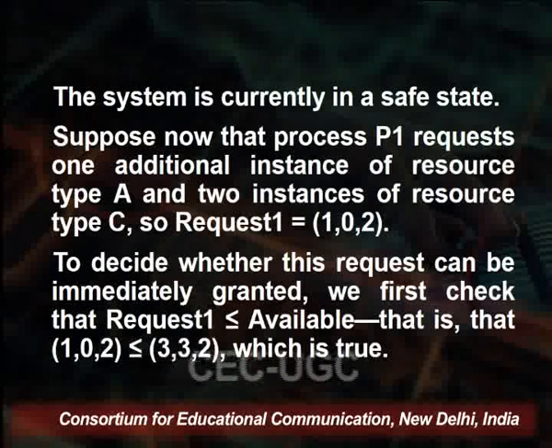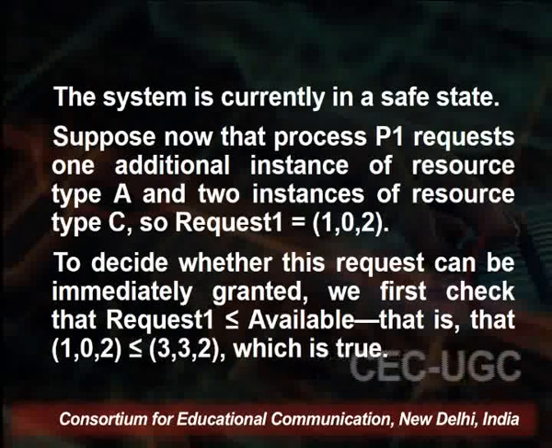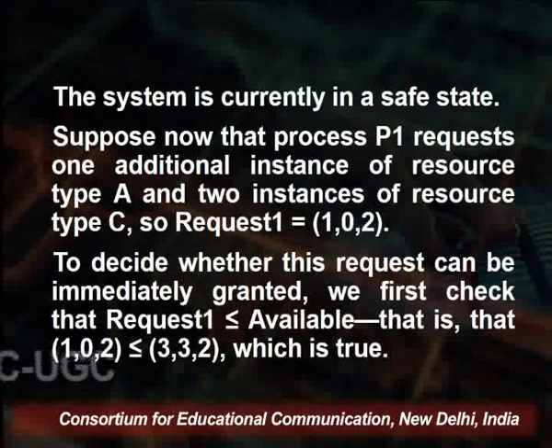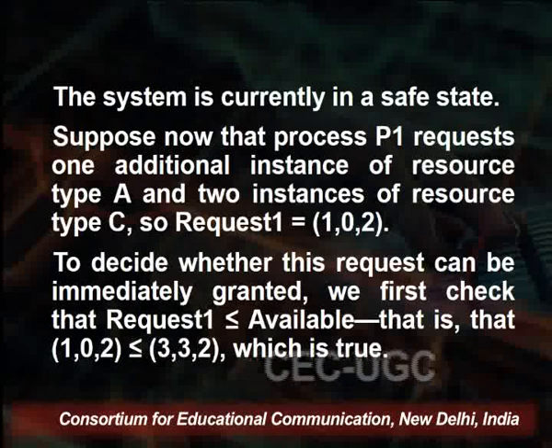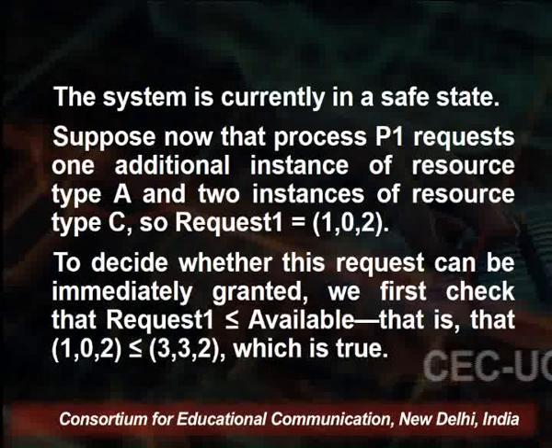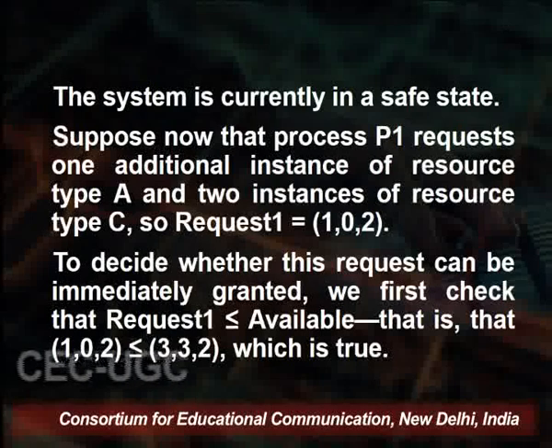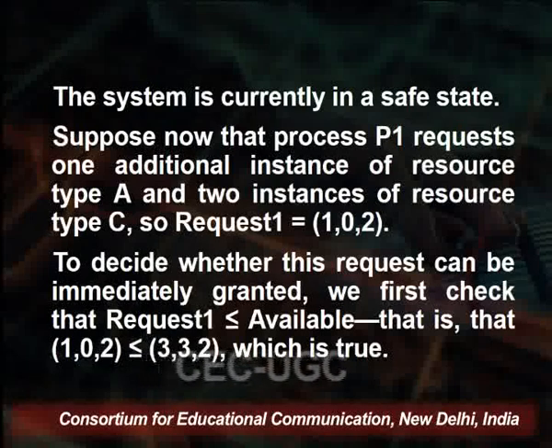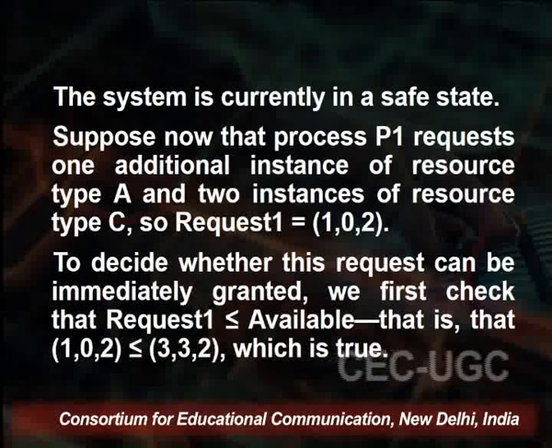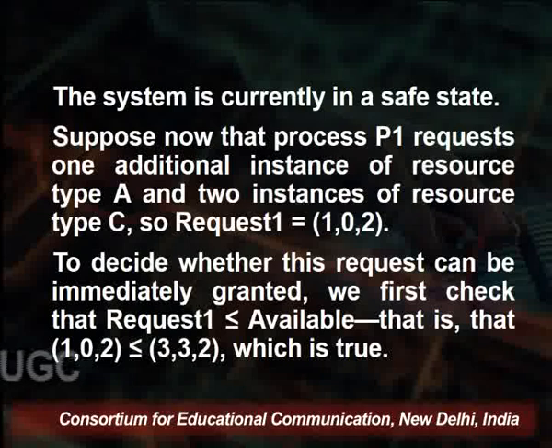Now, what will happen is that P1 is going to request 1 additional instance of the resource type A and 2 instances of the resource type C. So the request is 102, and this is being made by the process P1. Now the question is whether we are going to fulfill this request or we are going to make P1 hold.